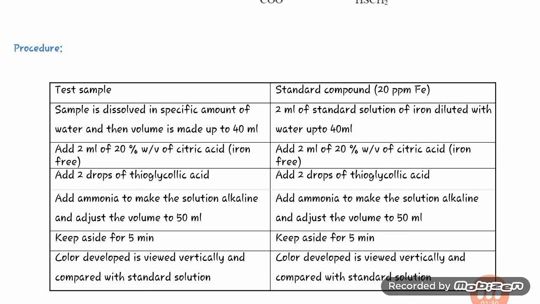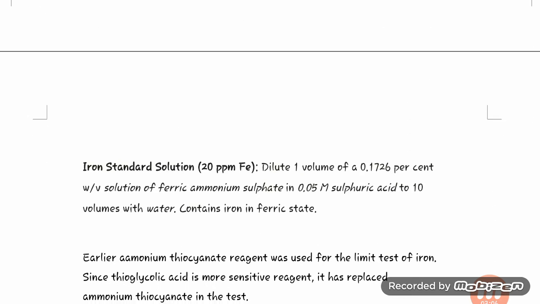Now we will prepare the standard compound, in which iron is 20 parts per million. For this, 2 ml of standard solution of iron is diluted with water up to 40 ml. Then add 2 ml of 20% weight by volume citric acid, iron free. Add 2 drops of thioglycolic acid. Then add ammonia to make the solution alkaline, and adjust the volume to 50 ml. Keep aside for 5 minutes. Then the color developed is viewed vertically and compared with the standard.